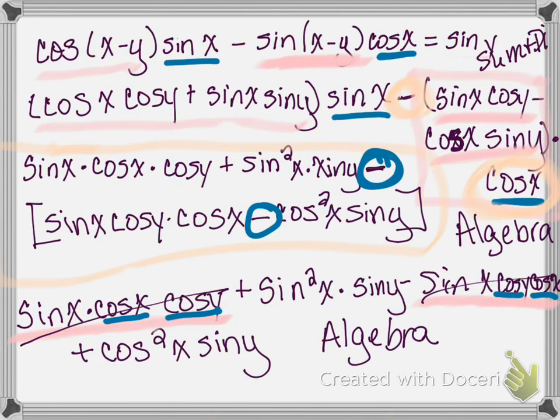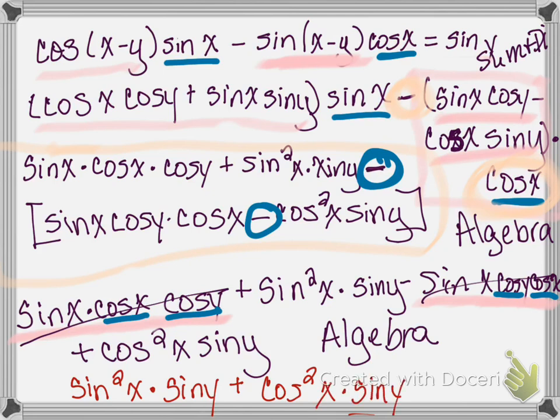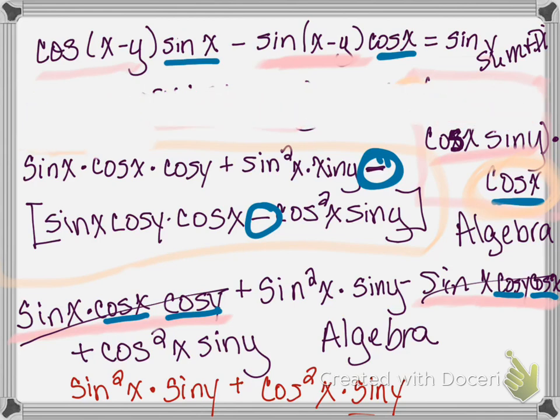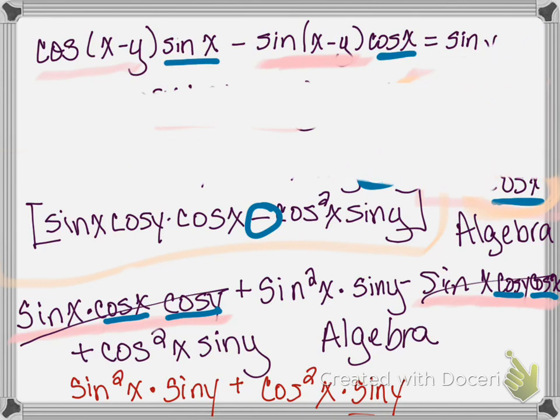So what I'm looking at now, and I'm going to do this in red so that we can be super clear on where we are. Now I have sine squared of x times sine of y, and I am adding that to cosine squared of x times sine of y. And if you see this right here, the sine of y is being multiplied by both of those. So I'm going to erase all this because it's definitely getting messy. Okay, so I'm erasing.